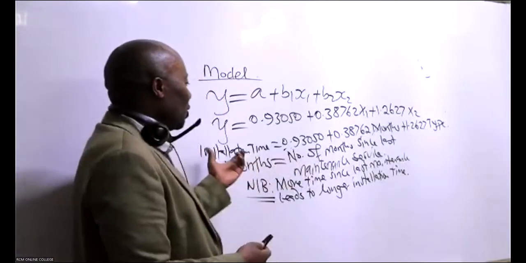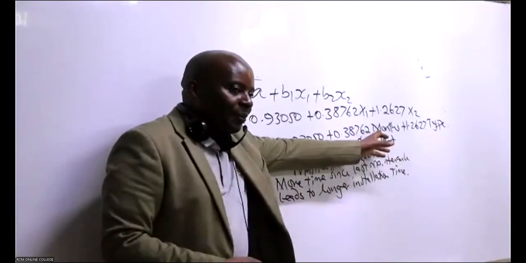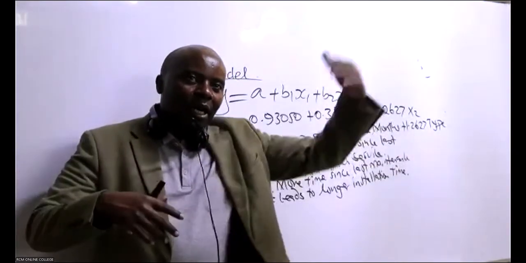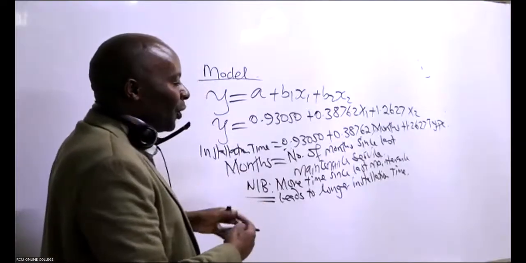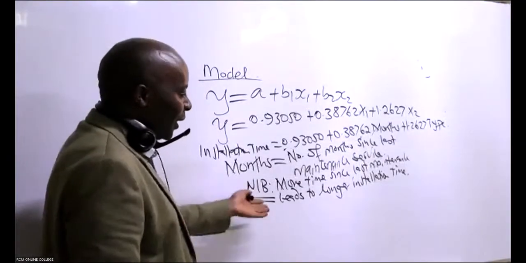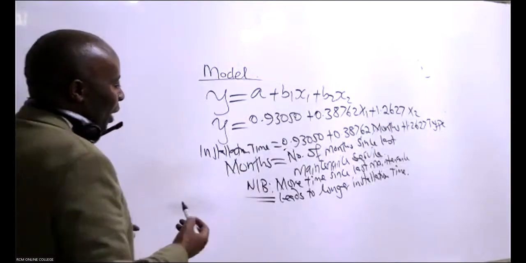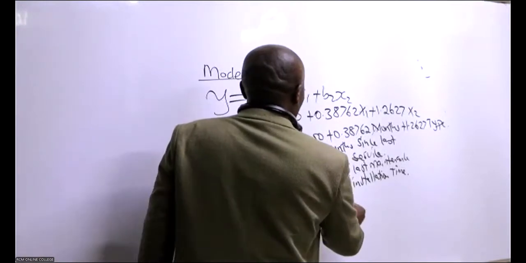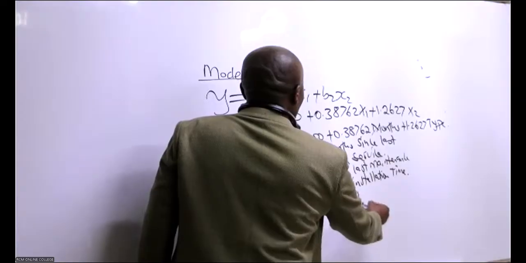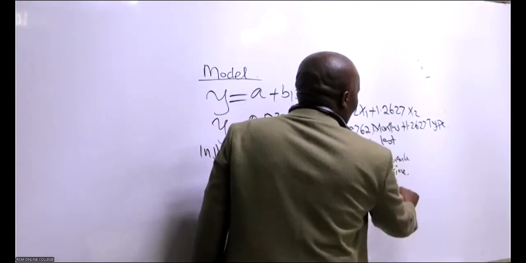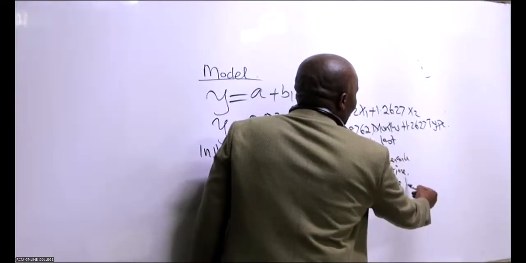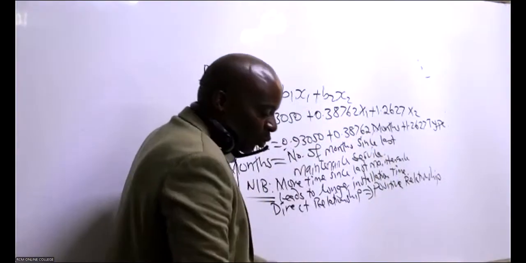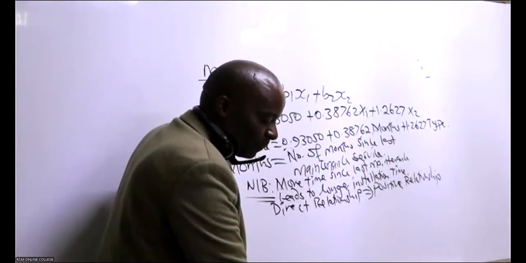So you can see, ladies and gentlemen, installation time, and more time since last maintenance. So it is more and more. This is what we call in mathematics a direct relationship. You can write there: this is a direct relationship. Direct relationships are also known as positive relationships.